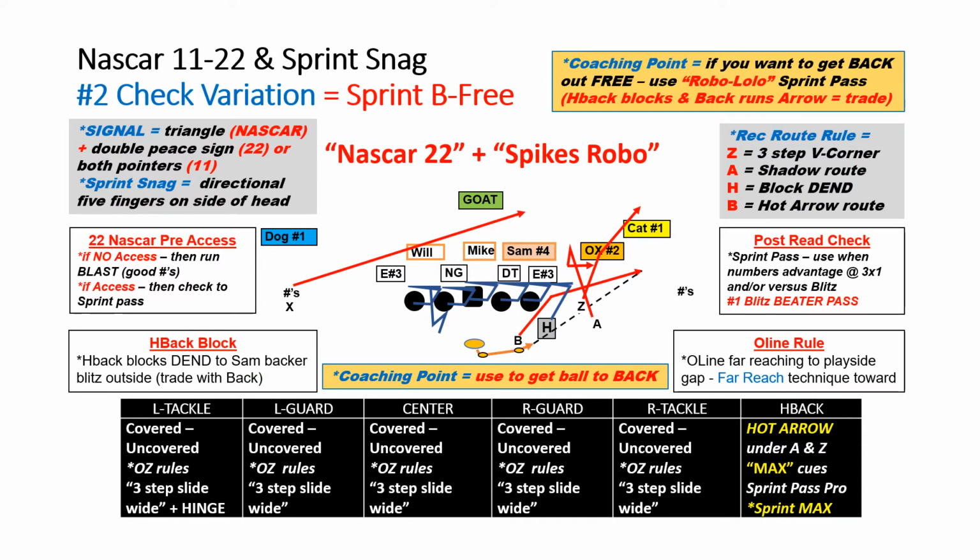The variation to that is if we want to get the ball to our B back versus our H in the arrow, we simply would check to a Spikes Robo. Now the H blocks and the B is the arrow route receiver. So what's key here with this and with the whole offense is we want to get the ball to our impact players, and whoever that is, the offense is set up to have the flexibility to make simple adjustments.